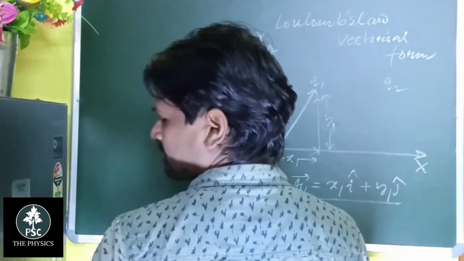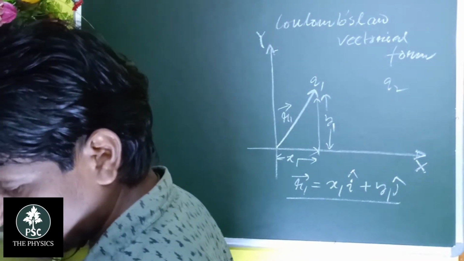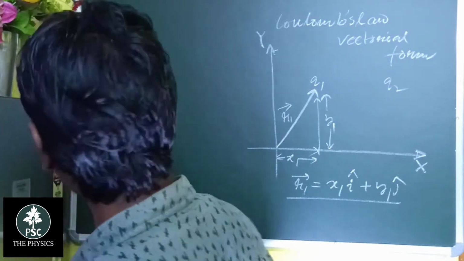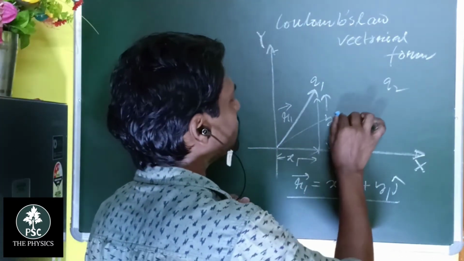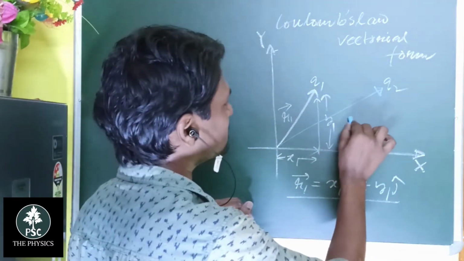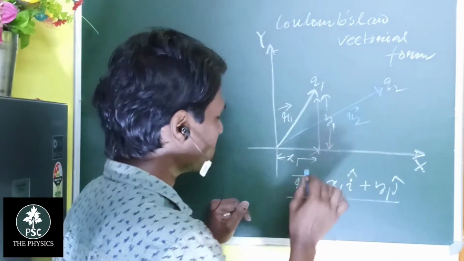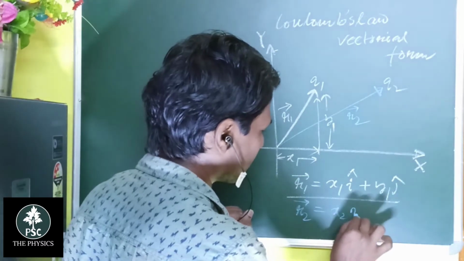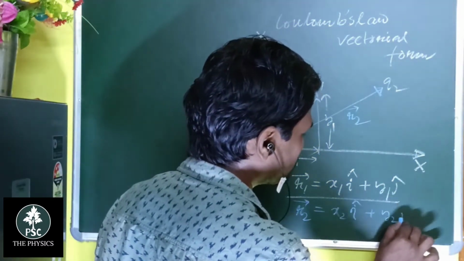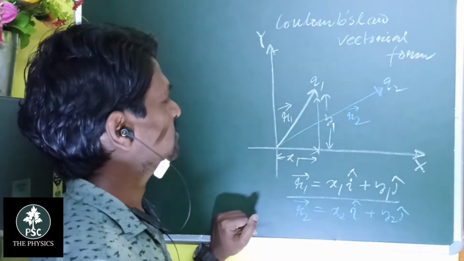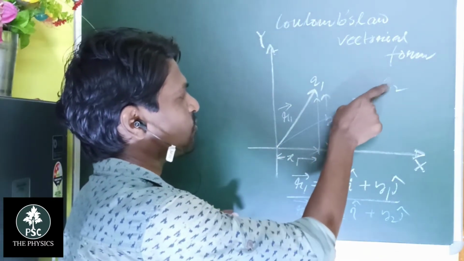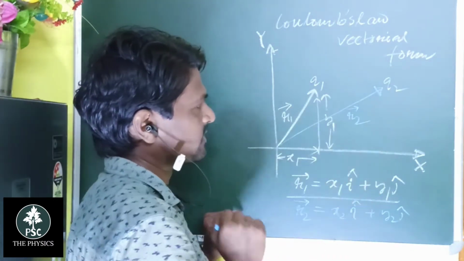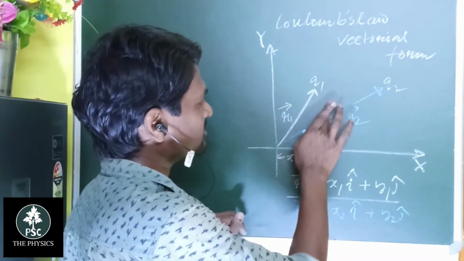Similarly, you can represent the charge q2 at this position, and this is the r2 vector. And what is r2? The r2 vector is equal to x2 i cap plus y2 j cap. So this is the position vector where q2 is located with respect to this reference frame.